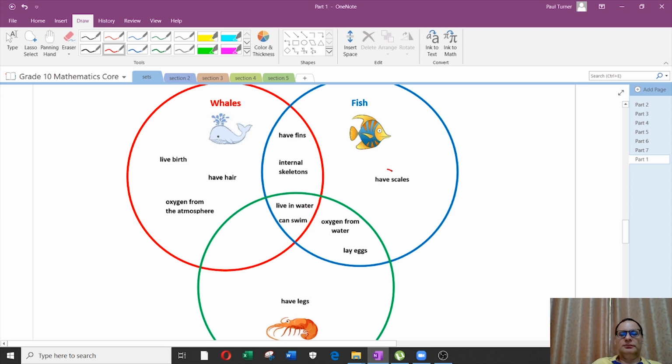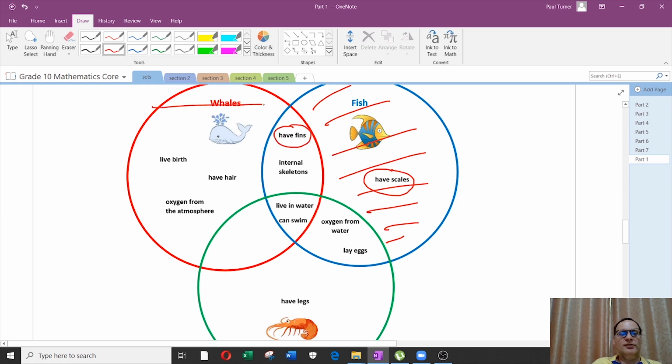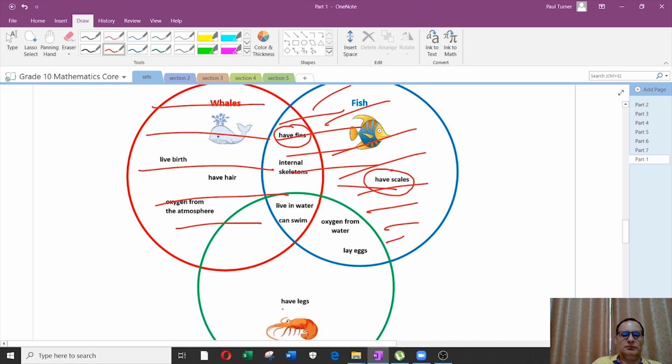So we can see here, fish have scales. Okay, so this is the group where fish have scales. But whales don't have scales because they're mammals. The shrimp, they don't have scales either. Okay, but in this group, have fins. So whales have fins, but also fish have fins. But the prawn, the shrimp, don't have fins.